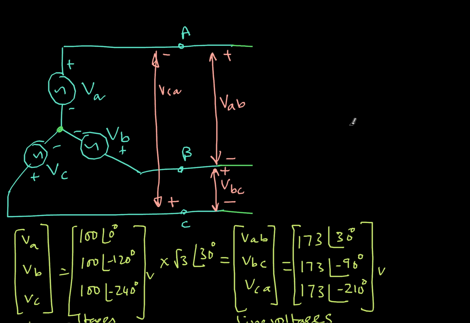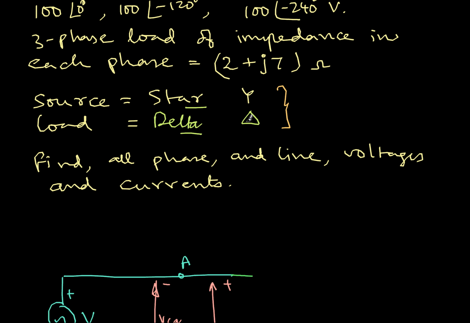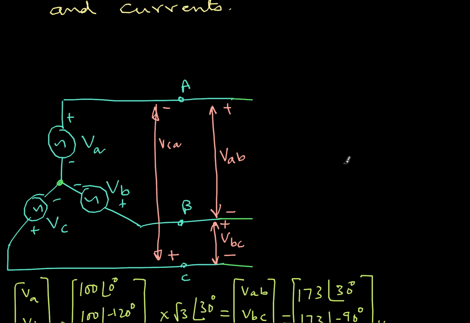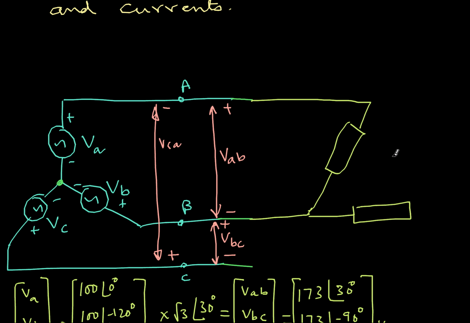Let's draw the load. So if I go back, the load is in delta connection. Each load has an impedance of 2 plus j7. So let me draw the delta load. I just extend this and then connect it like this. And then one more load is there, and another load is here. So three loads are connected in delta fashion, and then I am just connecting it like this.